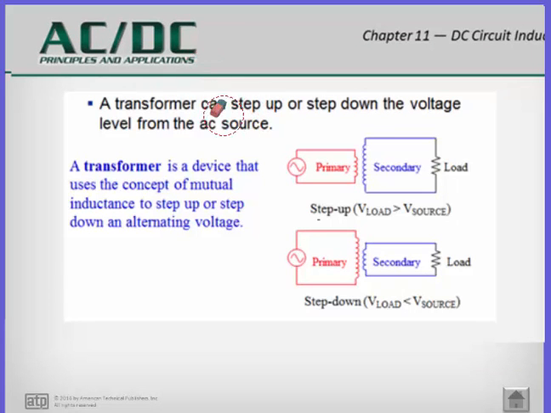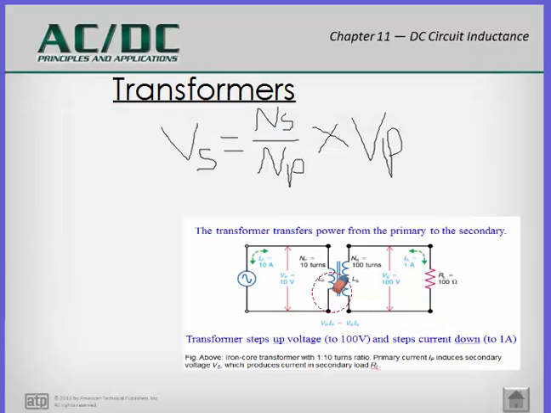Now, a transformer can step up or step down the voltage level from the AC source using the concept of mutual inductance. So here on the primary side you have fewer windings than you have on the secondary side, so you're stepping up the voltage. In this instance though, you have more on the primary than you do on the secondary, so you're stepping down the voltage. Now typically when we draw these, we're just going to draw them with the same number of windings on each side, like this circuit here. That's all you need to worry about as far as drawing a transformer circuit is concerned.